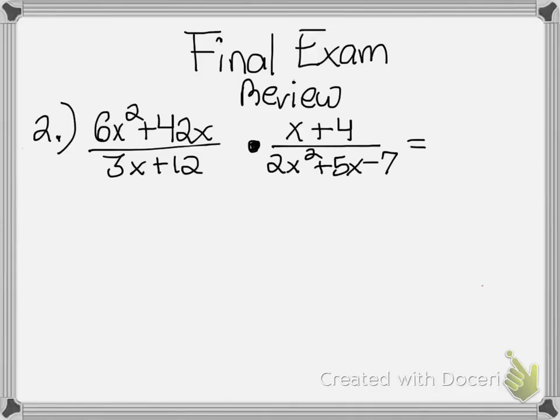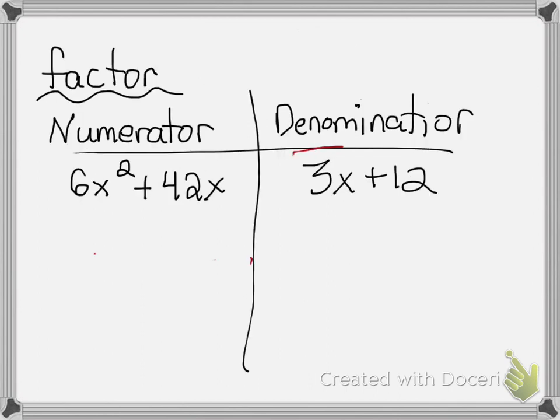Now I'm going to show you how to do number 2 from your final exam review. Similar process like number 1, but now we got 2 separate fractions that we're going to simplify before we multiply. All right, looking at that first fraction, I'm going to separate the numerator and the denominator, factor them individually.